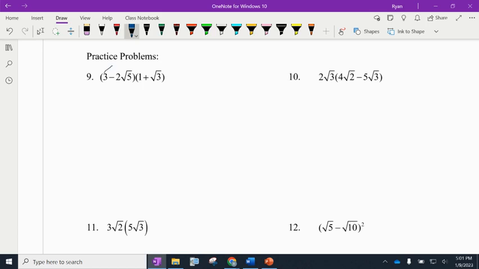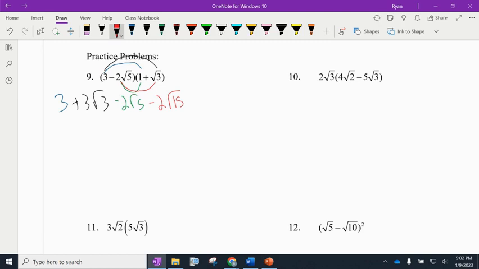We're distributing 3 times 1, 3 times the square root of 3, negative 2 root 5 times 1, and negative 2 root 5 times positive root 3. So negative 2 times positive 1 is our negative 2. Root 5 times root 3 is root 15 on the inside. So we multiply it out, we get these 4 terms.